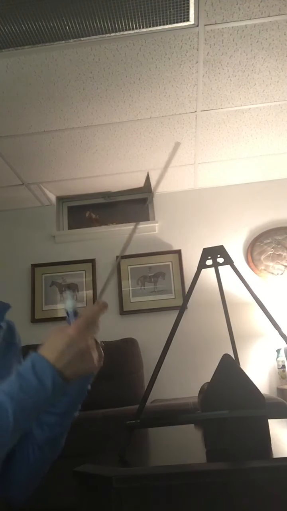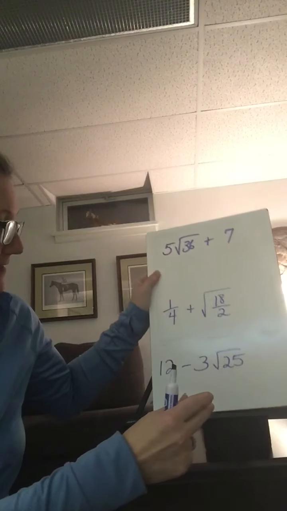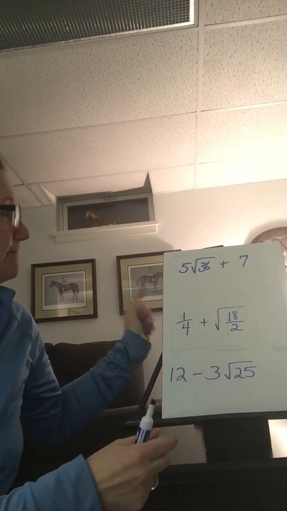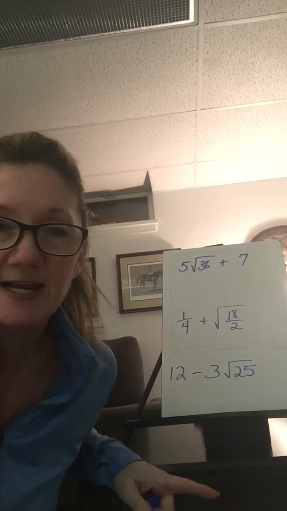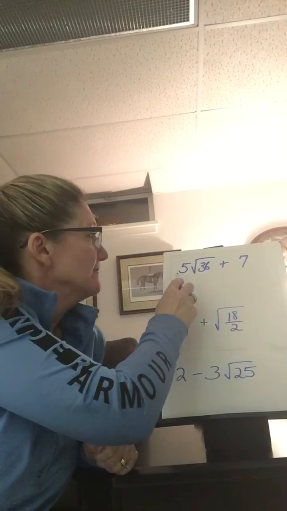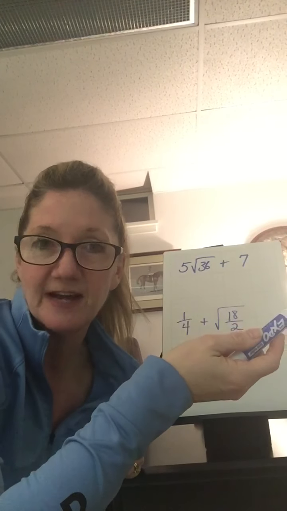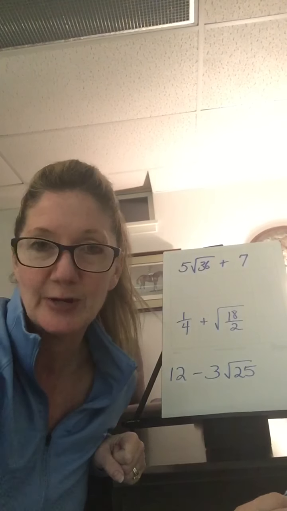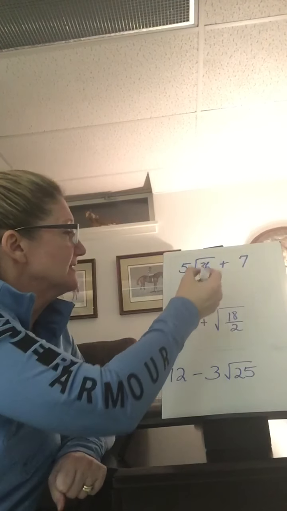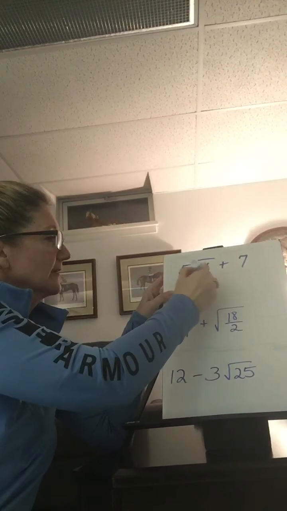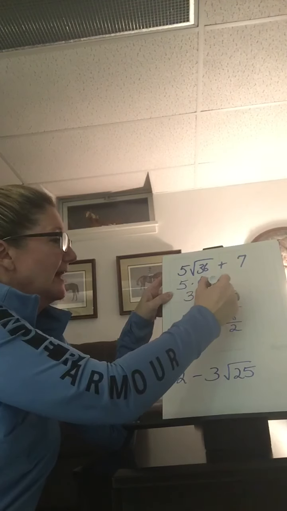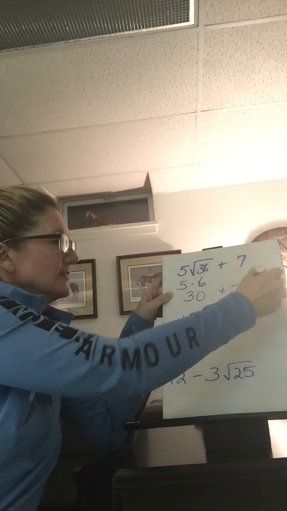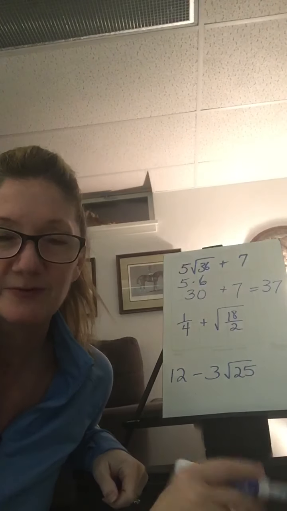Okay, next, we're going to just look at a few expressions that have square roots in them. Okay, so this first one says 5 square root of 36 plus 7. So this just means 5 times, almost like when you see 5x, you know that means 5 times x. Well, this means 5 times the square root of 36. Well, the square root of 36 is 6. Okay, and 5 times that would give you 30. And then we add 7, and the answer is 37. These are kind of fun when you get used to them a little bit.